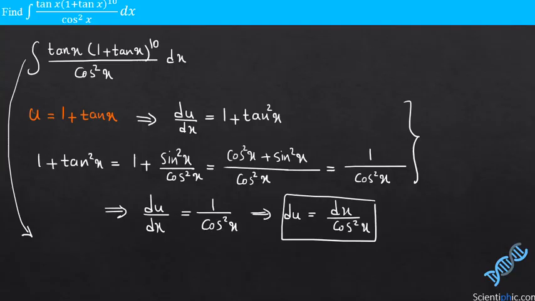So I go back to the original integral. I have tan x. We said that we call 1 plus tan x u, so it's going to be times u to the power of 10. And instead of dx over cosine squared x, I'm going to write du, simply du.